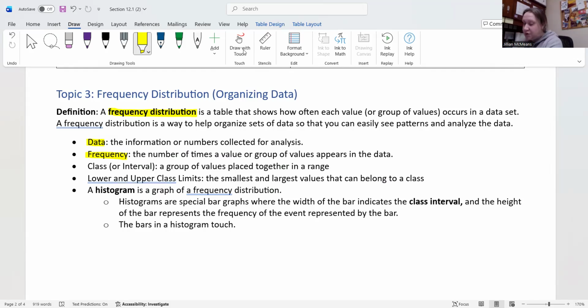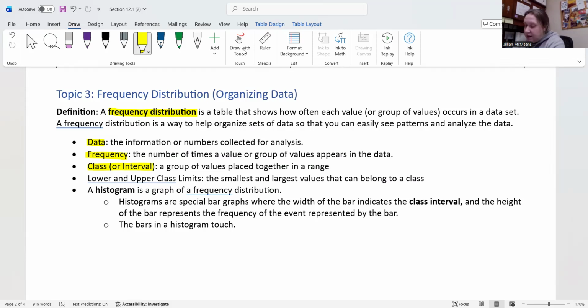Class or interval. When we talk about a class or an interval, it's a group of values that are placed together in a particular range. A lot of times we'll talk about grades. If we talk about exam grades, we're going to look at all the grades that are A's, B's, C's, or D's. So A's would be 90 to 100, B's would be 80 to 89, C's would be 70 to 79, and so forth. That's the class or the interval. It's just how we're going to break those numbers up.